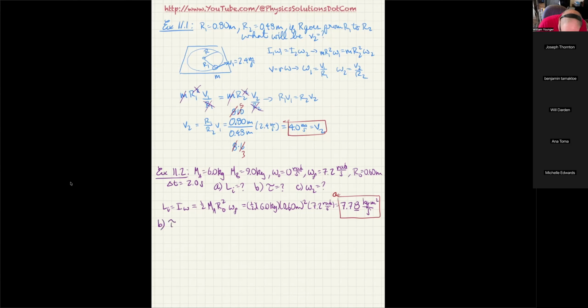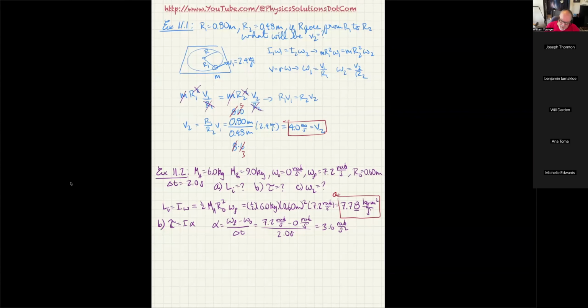Well, torque is equal to I times alpha, so I need alpha. Alpha is equal to omega final minus omega initial divided by delta t. That's equal to 7.2 radians per second minus 0 radians per second divided by 2.0 seconds, and that gives me 3.6 radians per second per second. So that's our actual angular acceleration.